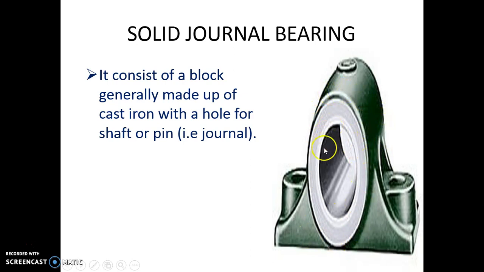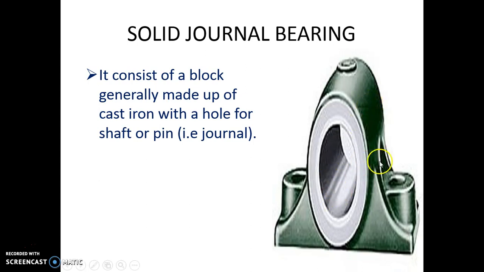And the inside surface is made up of the bearing material. What are the bearing materials? They are brass, bronze, babbitt, or aluminum alloys can be used. Why are these alloys used, and why is this material used?